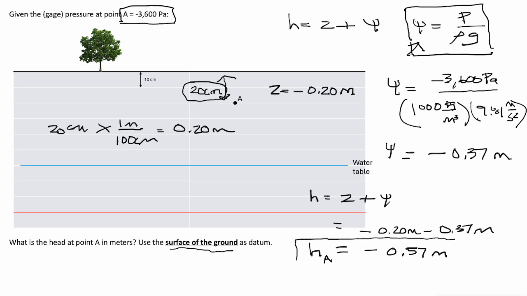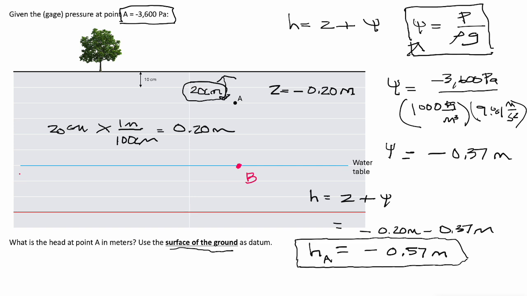The second part asks us to determine whether water is flowing down or upwards between A and the water table. So once again, we need to determine the head at the water table. Let's pick a point on the water table and call it B. Head is only going to be moving up or down, so I should put this directly beneath point A. There we go, so there's point B on the water table.